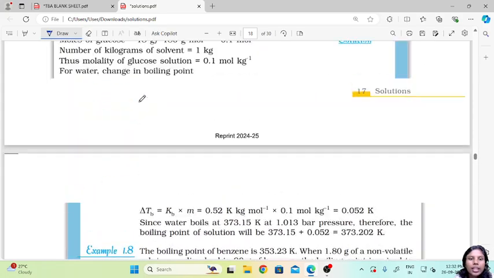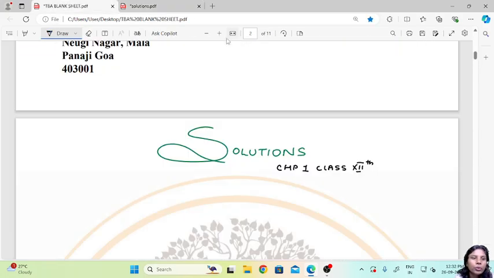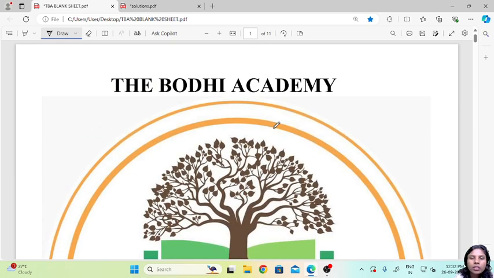Okay, so that was it for today's video. We learned about two colligative properties, that is relative lowering of vapor pressure and the elevation of the boiling point. In the next class we will continue with these properties and do the rest of the three properties.